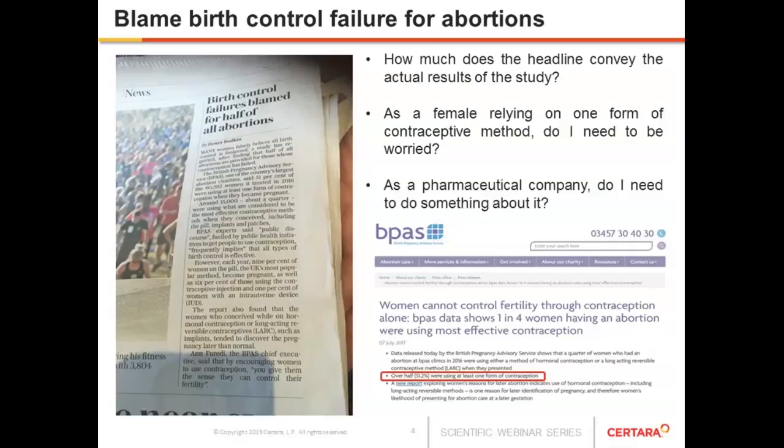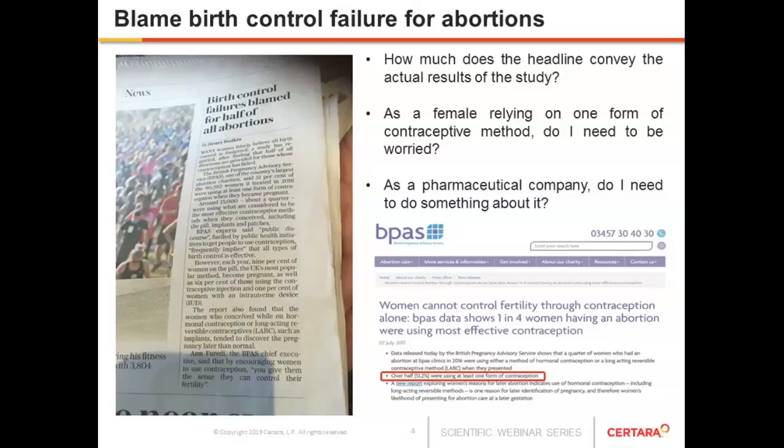And the first question we're thinking is, sometimes you exercise a bit of caution when you're reading newspaper articles. The big question is, how much of this headline in a newspaper article truly represents the results of the study? And if it's really the outcome of a true study, then if I'm a female who is using a contraceptive method, do I need to be worried? And the question for pharmaceutical companies is, if it's really true that half of people who use contraceptive methods are experiencing failures, is that something that we need to do something about?